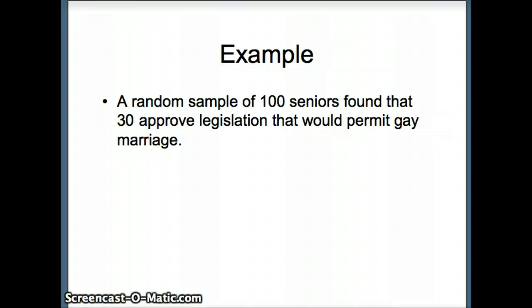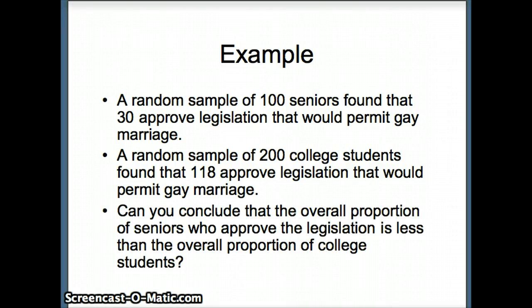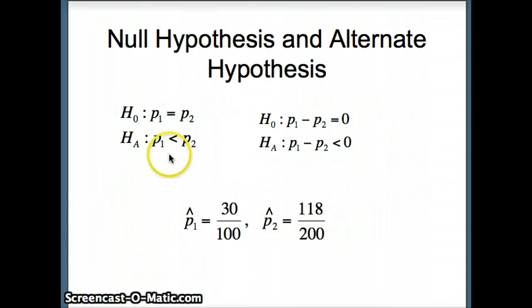Okay, one more example here. A random sample of 100 seniors found that 30 approved legislation that would permit gay marriage. A random sample of 200 college students found that 118 approved legislation that would permit gay marriage. Can you conclude that the overall proportion of seniors who approve is less than the overall proportion of college students who approve? So this will be a one-tailed test. We're saying the proportion of seniors is going to be less than the proportion of college students.